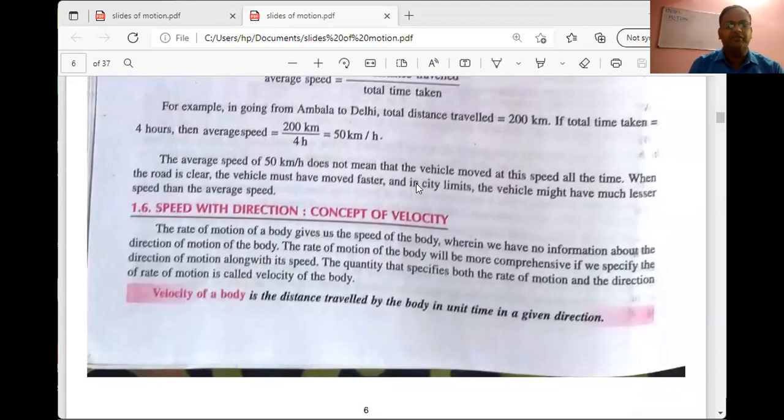For this, students, we know that the rate of the motion of the body gives us the speed, wherein we have no information about the direction of the motion of the body. The rate of motion of the body will be more comprehensive if we specify the direction of motion along with its speed. The quantity that specifies both the rate of motion and the direction of the motion is called velocity. So what is velocity? It is the distance traveled by the body in unit time in a given direction. So this is what we call velocity.